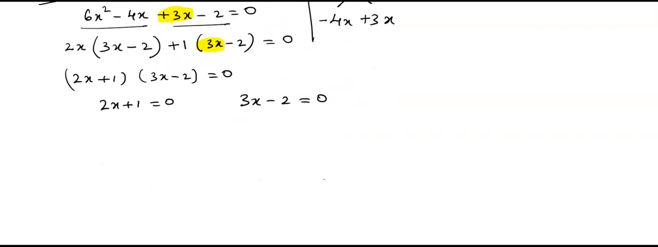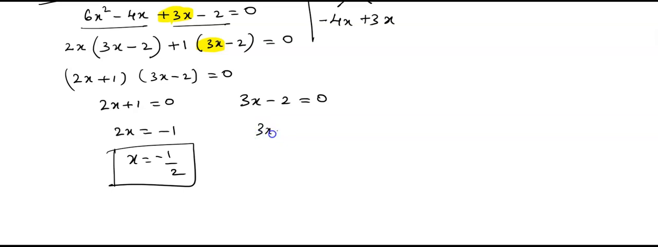Any doubts? Good. Then 2x is equal to plus 1, come this side minus 1, x equals minus 1 by 2. So this is the one root. Then 3x is equal to minus 2, come this side plus 2, x equals 2 by 3 is the other root of the given equation.